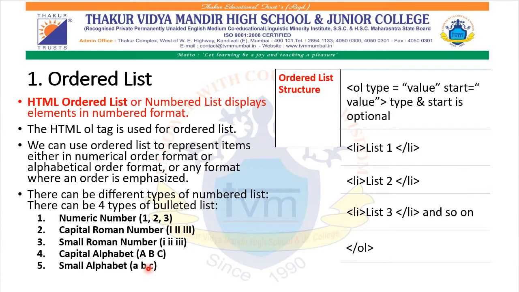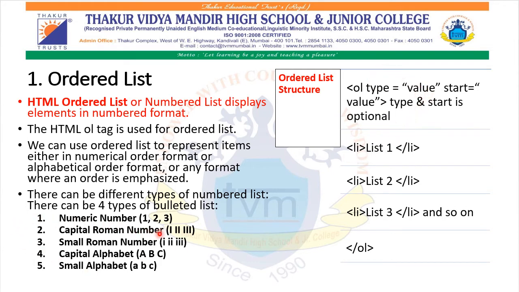Let us see the structure. Now your structure starts with the open OL tag and ends with the close OL tag. In the open OL tag, we can see two attributes, type and start, and each attribute has values. These attributes are optional. If we do not use any attribute, then the default bullet is numeric bullet.